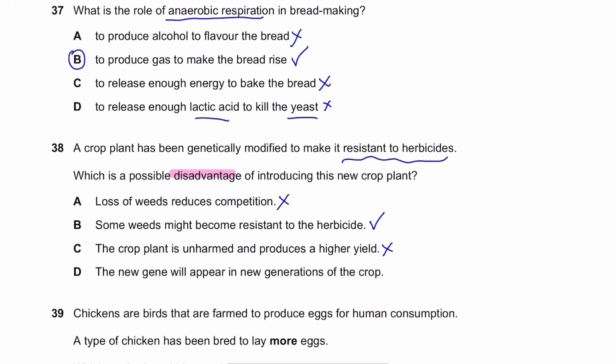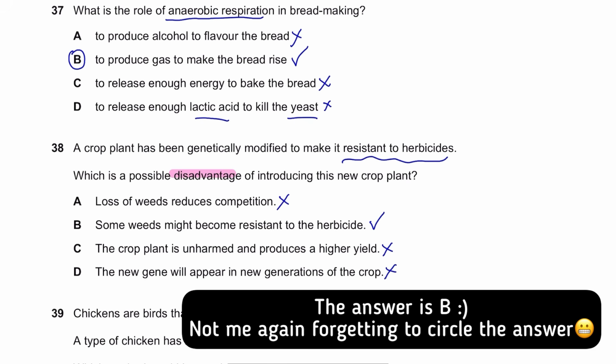The new gene will appear in new generations of the crop. This isn't a bad thing either, it's an advantage. If this new gene appears that is resistant to herbicides, you won't even have to modify the plants anymore, and they will naturally be resistant to herbicides.